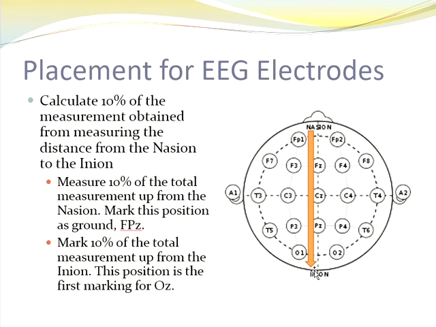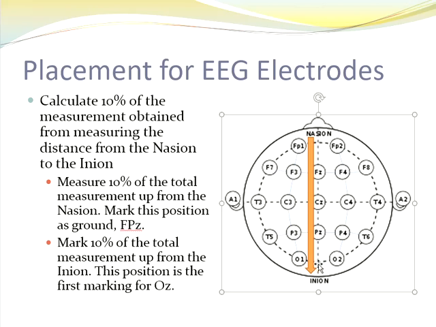You're going to get that measurement, and then you're going to figure out what 10% of that measurement is, which is really just moving the decimal point over. So if nasion to inion was 36 centimeters, 10% is 3.6, and you'll measure that 10% up from the anatomical landmark, the nasion, and then you'll go in the back and measure 10% up from the anatomical mark in the back, which is from the inion, and make the first mark for FPZ, and this is OZ right here.